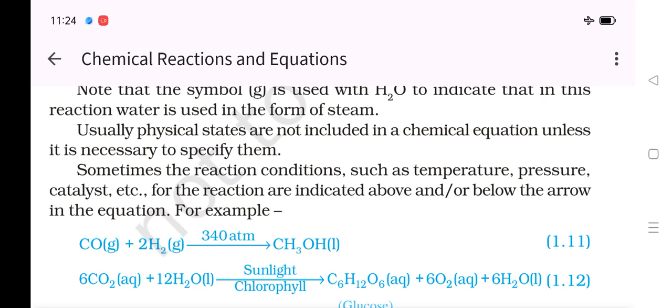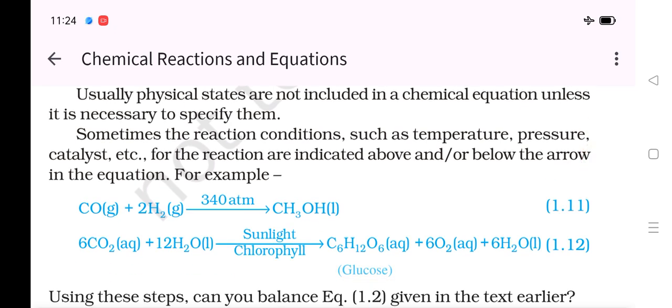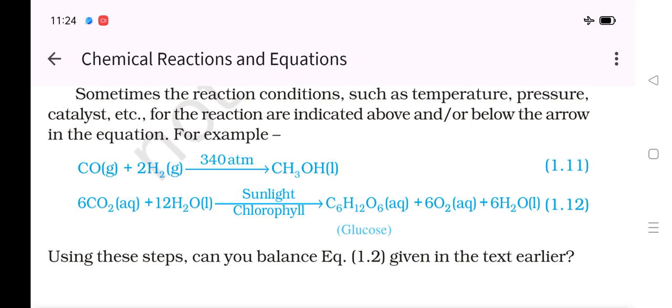Sometimes the reaction conditions such as temperature, pressure, catalyst, etc. for the reaction are indicated above or below the arrow in the equation. For example, CO(g) plus 2H2(g) gives rise to, with 340 atm above the arrow, meaning atmospheric pressure, CH3OH(l), meaning liquid, that is 1.11.